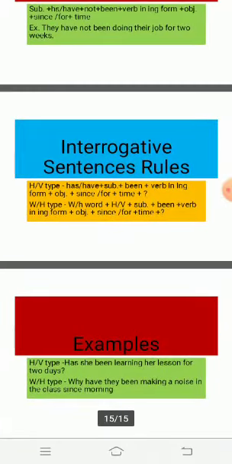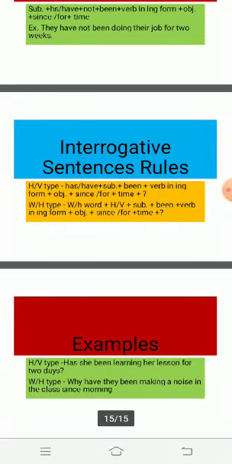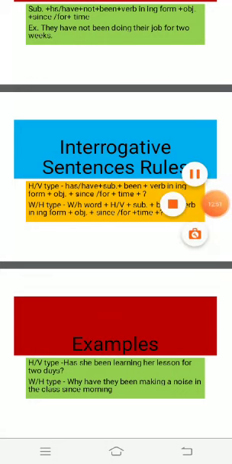Examples of interrogative sentences of present perfect continuous are: has he been learning? Has she been learning her lesson for 2 days? And WH type, why have they been making a noise in the class since morning? Okay, so present tense is over.